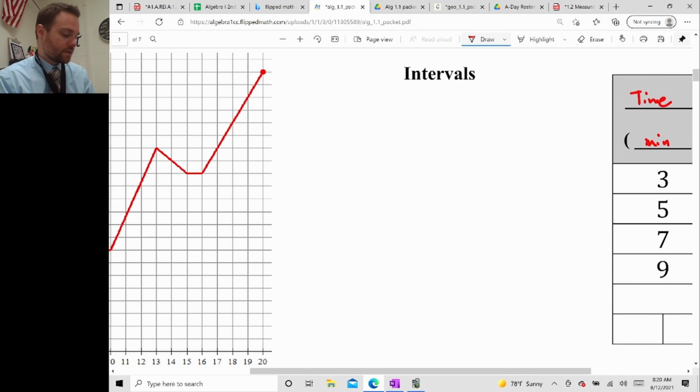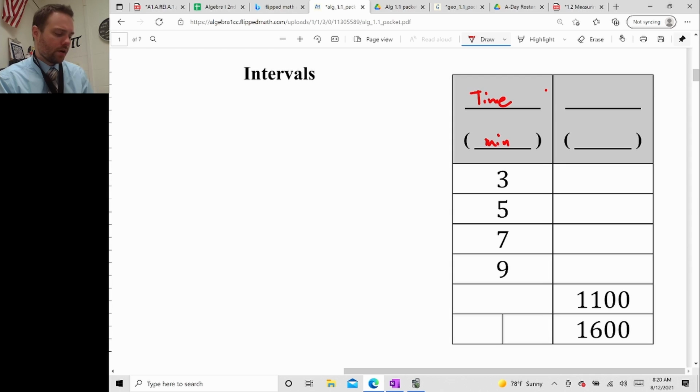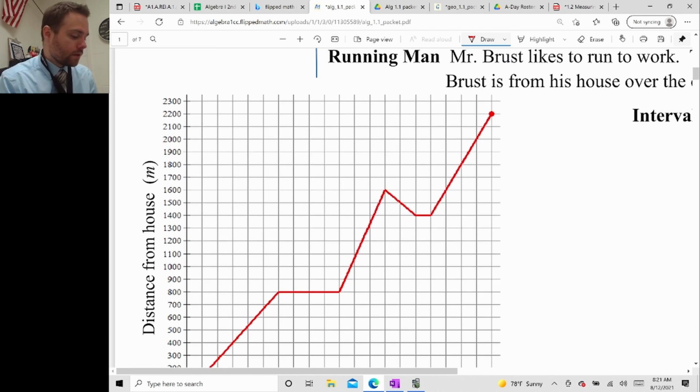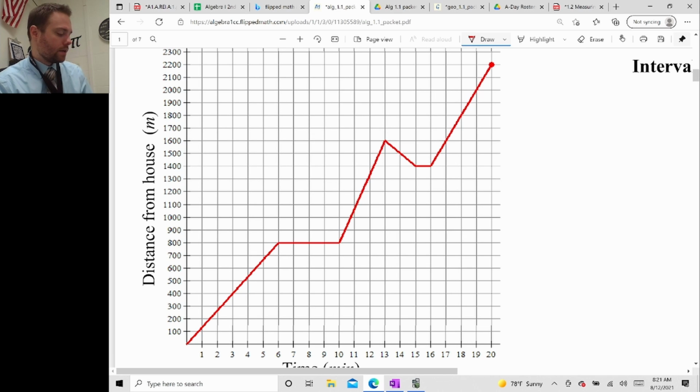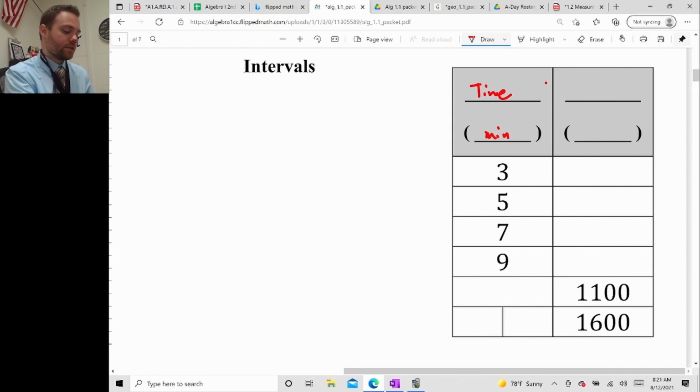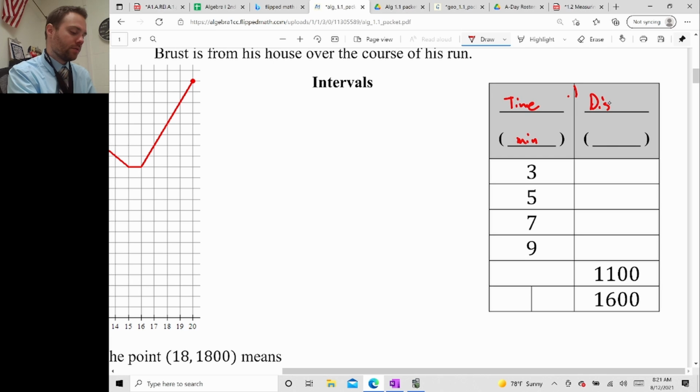So let's take a look at this. What they want to know is what the output is for each one of these. So I'm going to have to look at my graph, but I want to know what the variable means for the y-axis. Over here, the y-axis is the distance from house. So this is distance. That's what that variable is. So that's the dependent variable. So distance changes as time changes. And then the unit, it says, is meters. So M means meters.